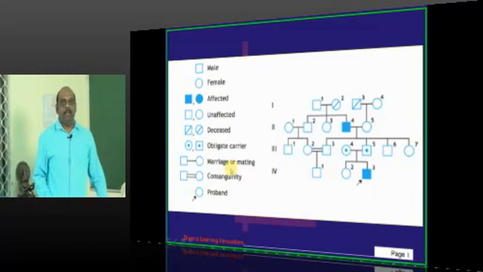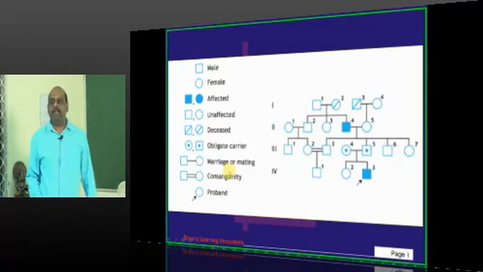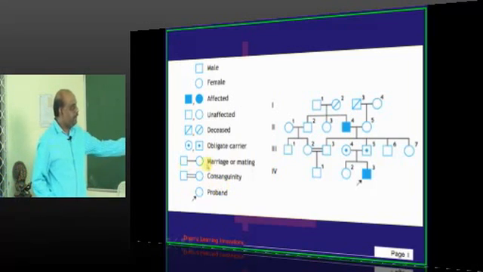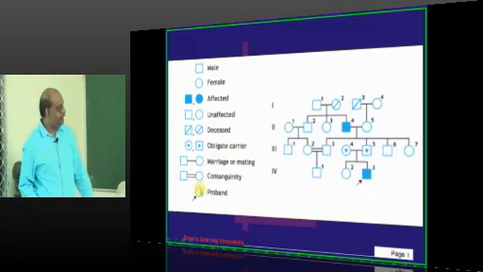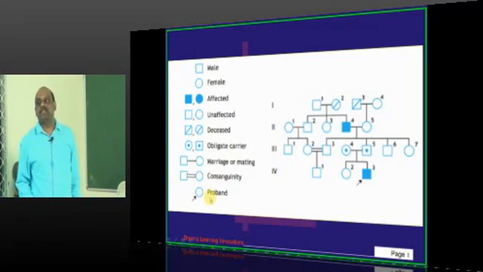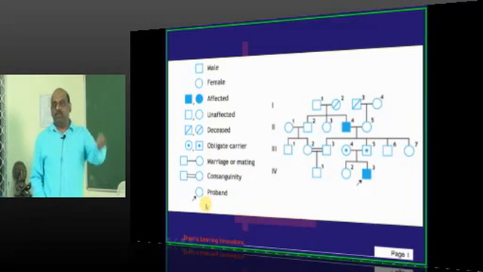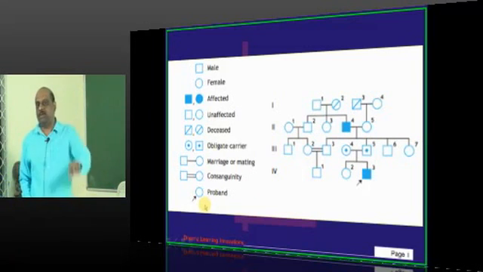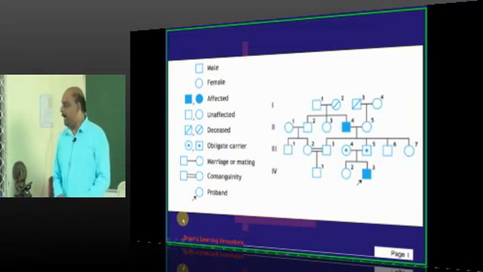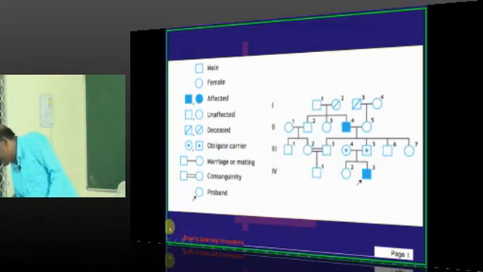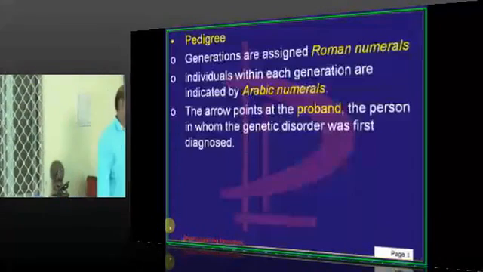Marriage or mating. Marriage is after all a legal formality. Mating is the ultimate required formality. So then you put one single bar. But if it is a maternal uncle's daughter and mating is done, then you put a double bar, consanguinity, double bar, right? Then proband. Proband means the person in whom the disease is discovered for the first time. You put one arrow pointing to the proband. This is what you need to be basically remembering.